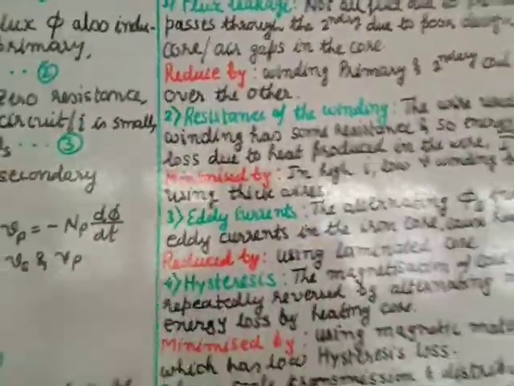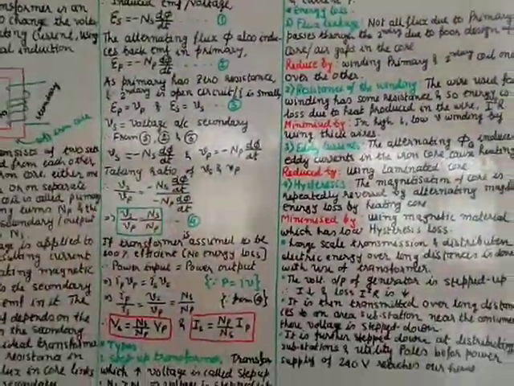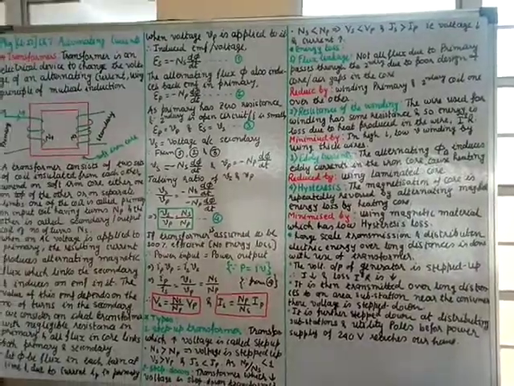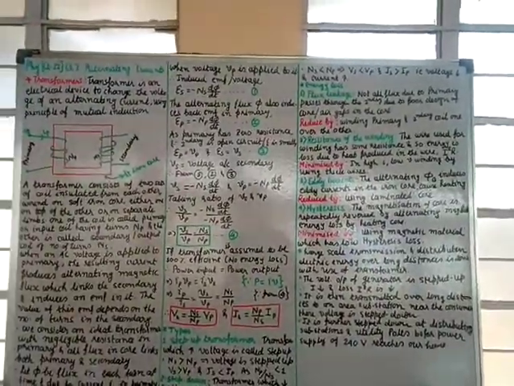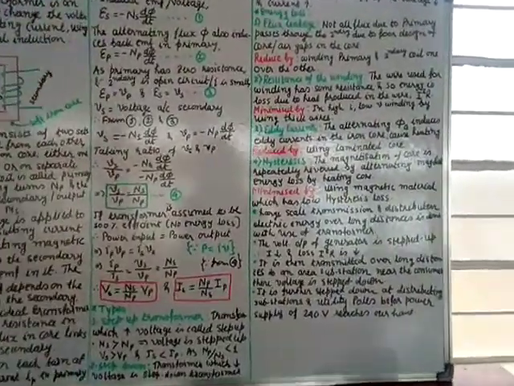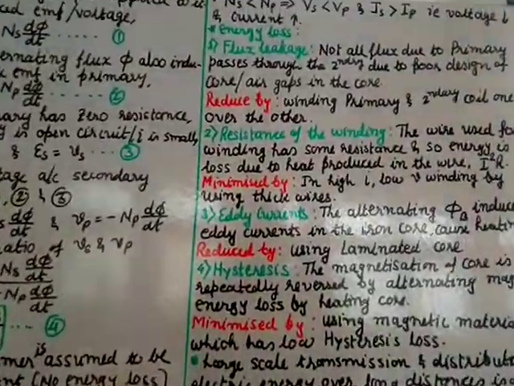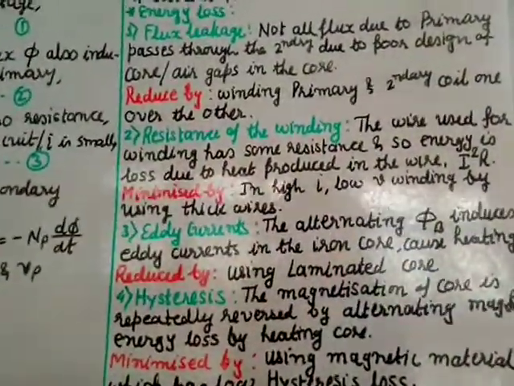Now we have considered this as an ideal transformer, so there was no energy loss, but that is not possible. In general there will always be energy loss. So we shall study the energy loss. There are 4 energy losses. We shall study them one by one.